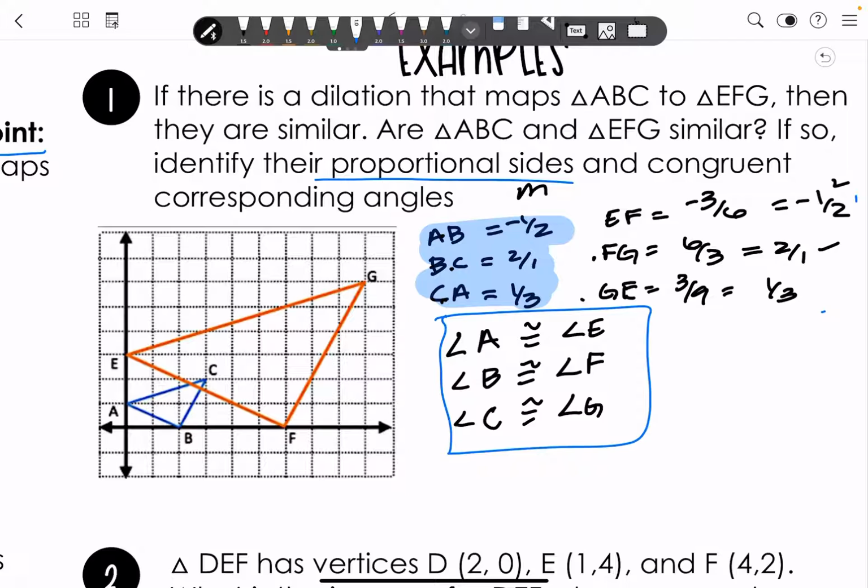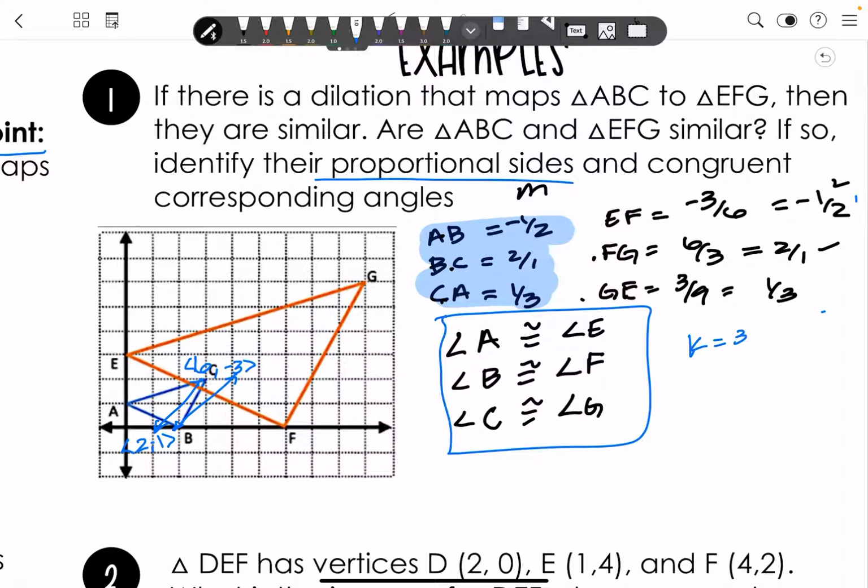Or you can use your vector form. So for example, with AB, it was 2, negative 1, sorry. And then EF was 6, negative 3. And you can see that there is a scale factor happening there. From A, B, C to E, F, G, you can see that we're multiplying by 3. So we can also figure out that our scale factor is 3.